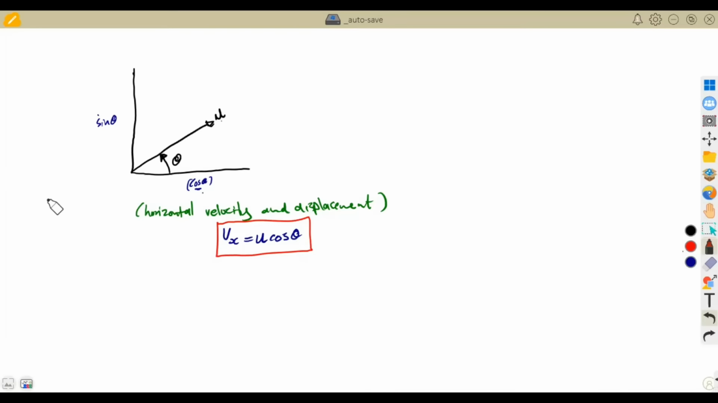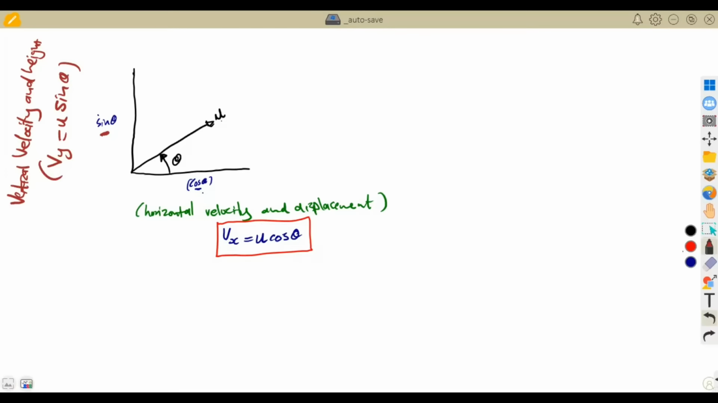On the other hand, we have our vertical part. Here we are going to have vertical velocity and displacement again. So we have our vertical velocity and displacement, which is the height in this case. This is given as Vy, so Vy is equal to U sine of theta, because like I said, vertical uses the sine of theta. So that is for the vertical part.